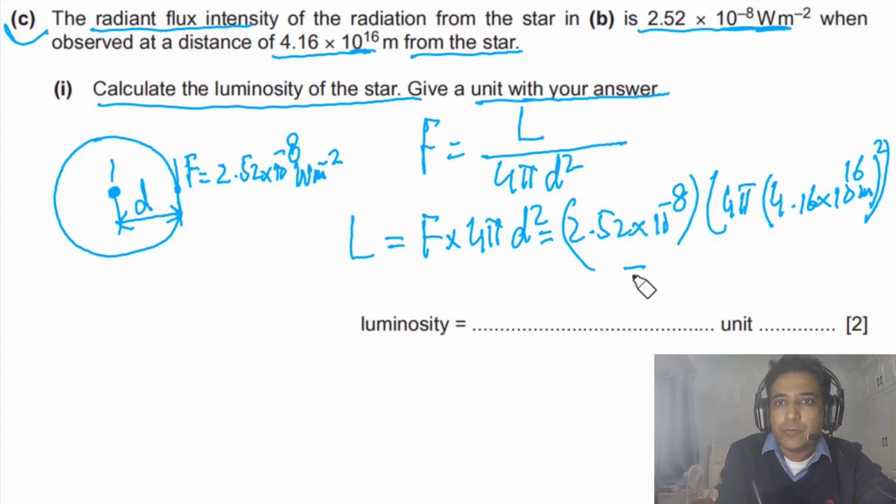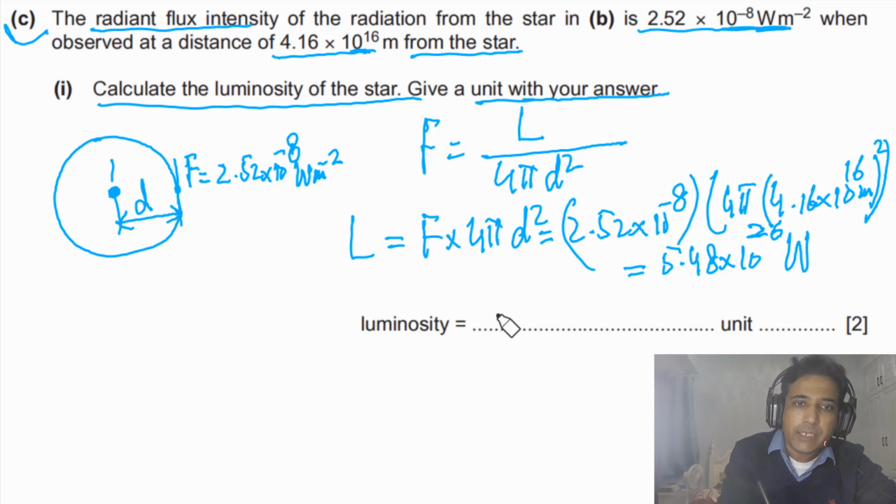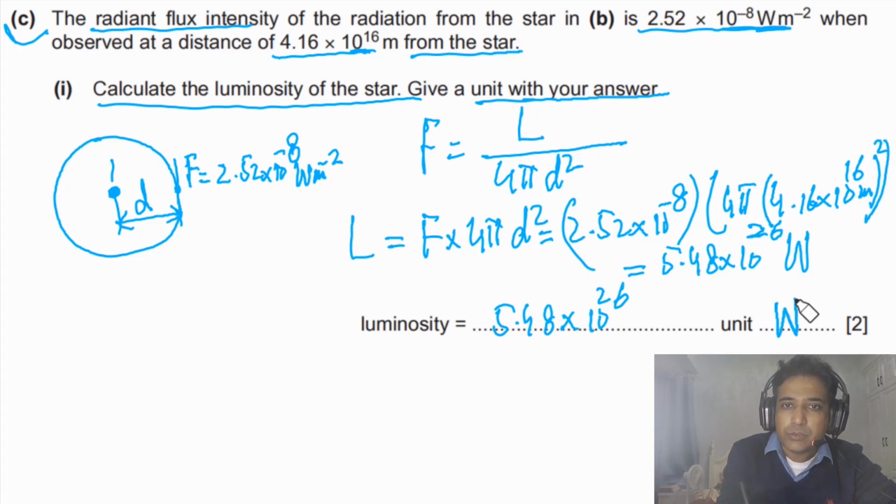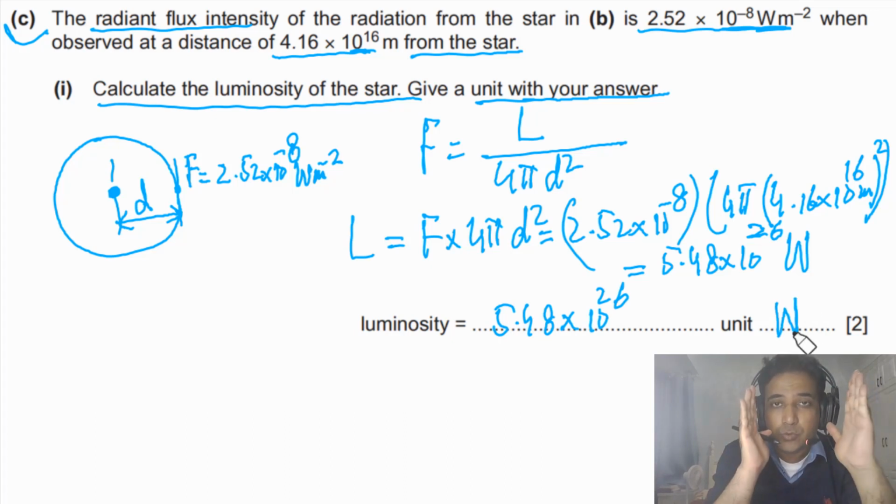Now if we solve, we will get value of L, that is equal to 5.48 times 10 to 26 watts. So this is our final answer. We can write here 5.48 times 10 to 26 and the unit is watt, because luminosity is the power emitted by the star. So unit of power is watt.